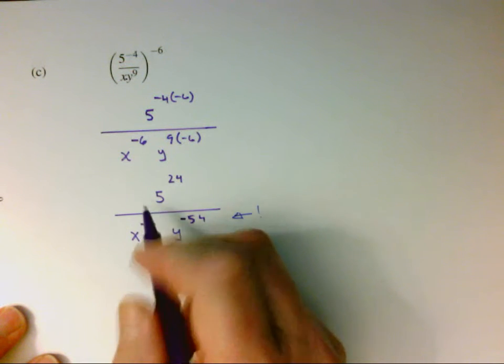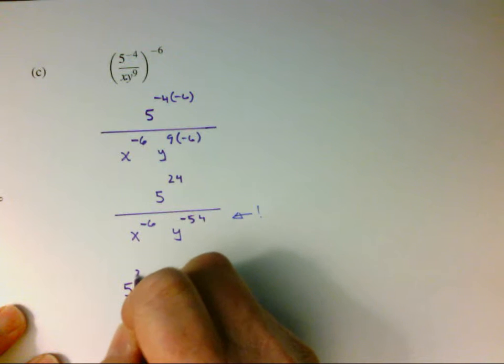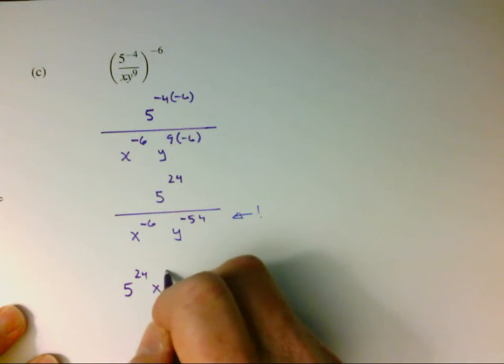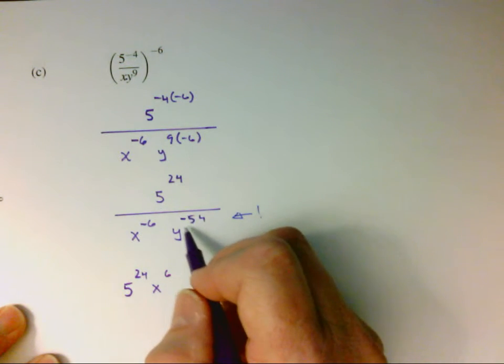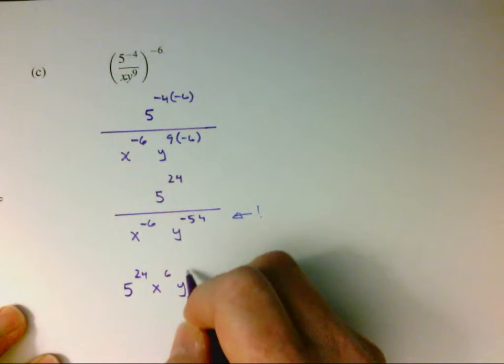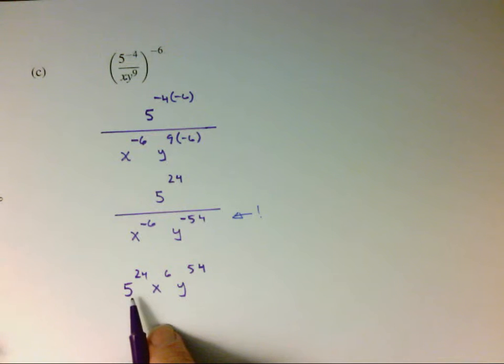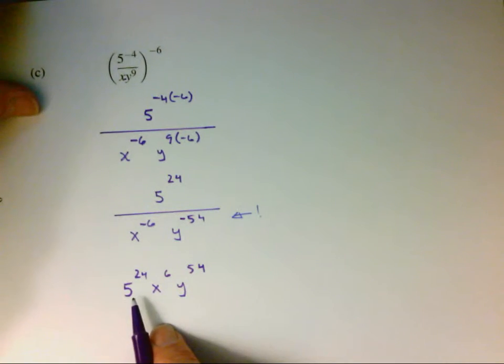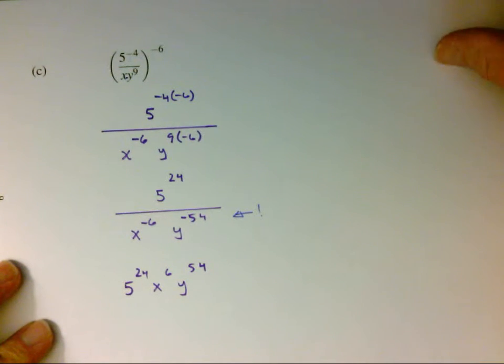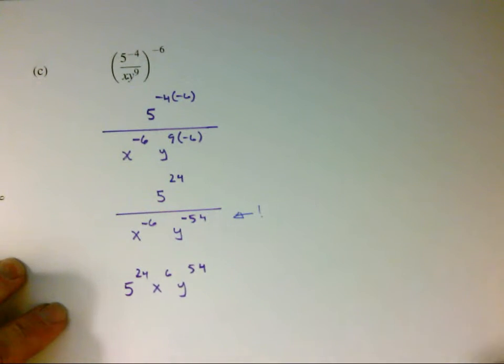If it's on the bottom, it goes up. So we're going to have 5 to the 24, x to the 6th. The negative on the bottom is going to go up, y to the 54. And then we're done. And like the last problem, we're not going to try to expand 5 to the 24. We'll just get some incredibly ugly number in scientific notation. So what's the point?